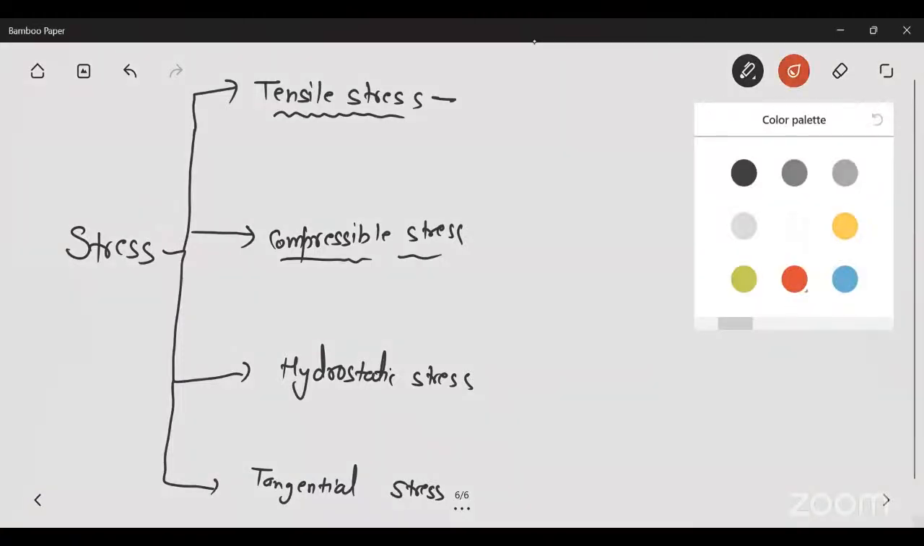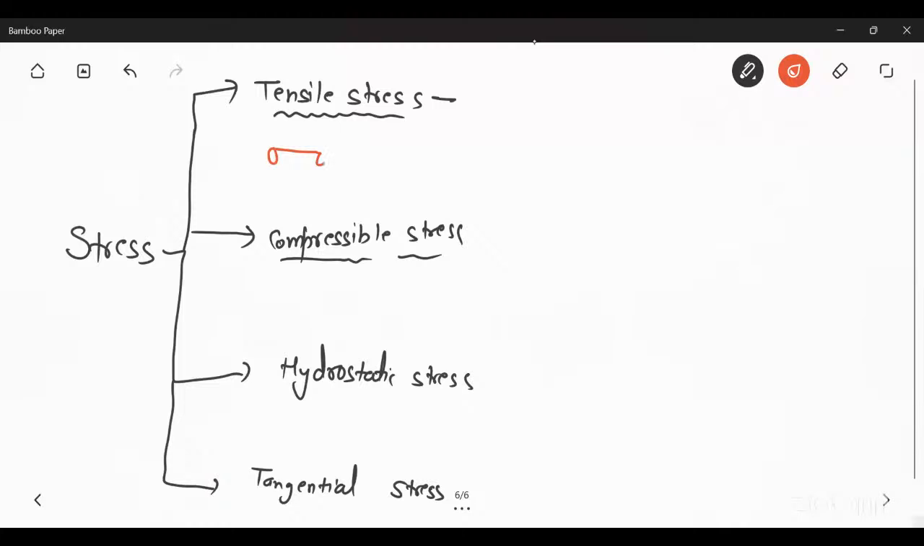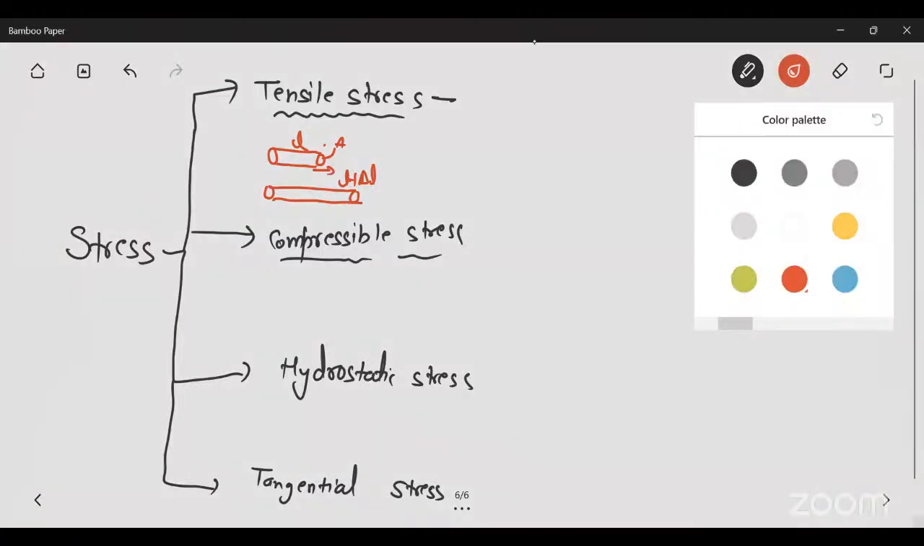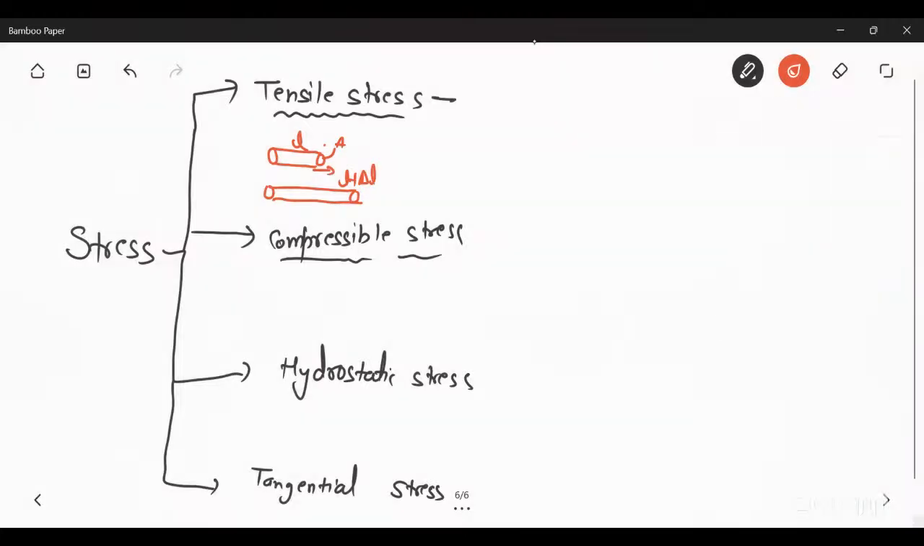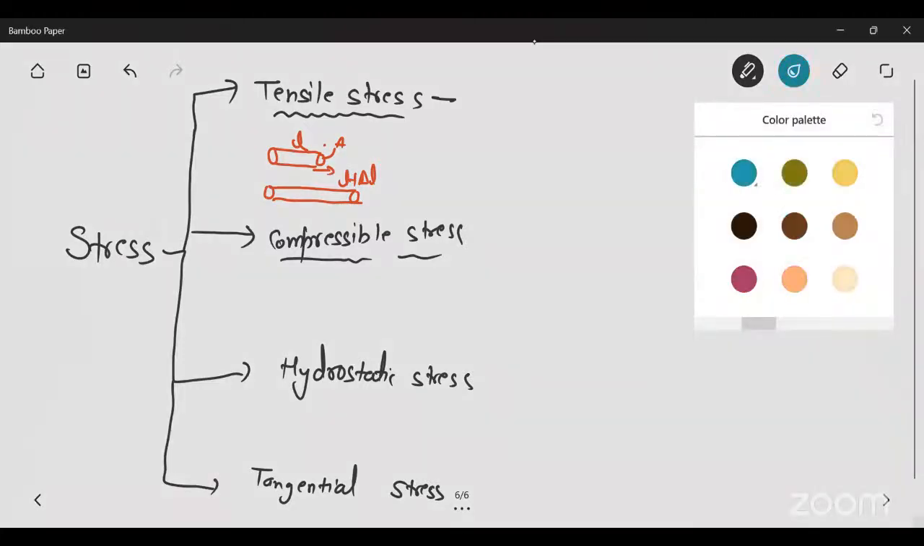Now, tensile stress is defined as follows. Suppose this is a rod of length L with a cross-sectional area A. If we apply a force, the length of the body will increase to L plus delta L. This type of stress is known as tensile stress. That means on applying a force on the area, there is an increase in its length.